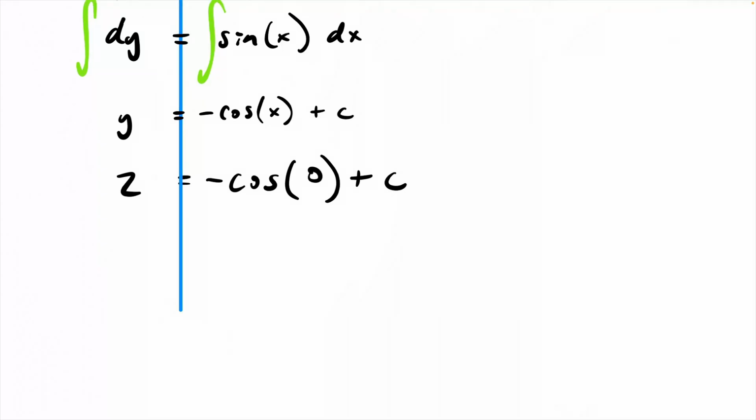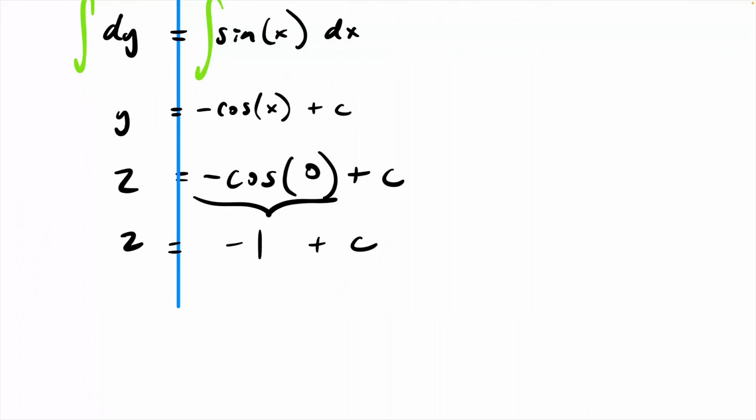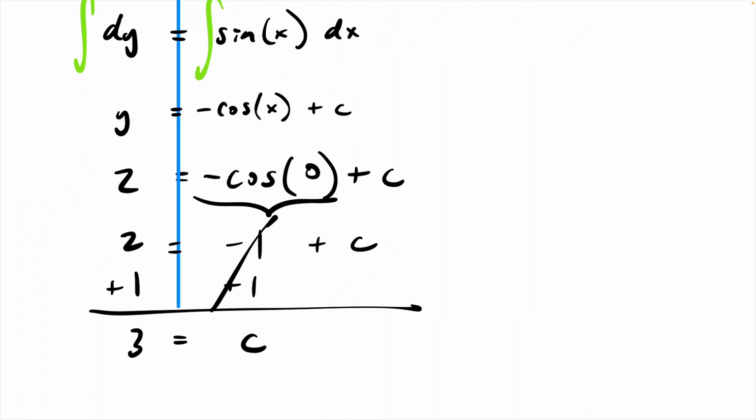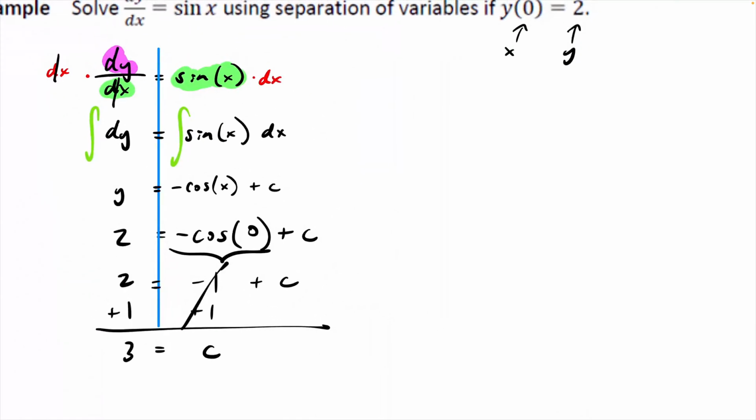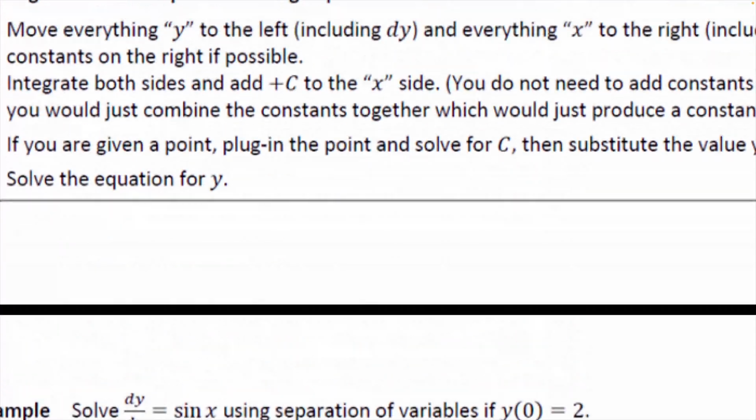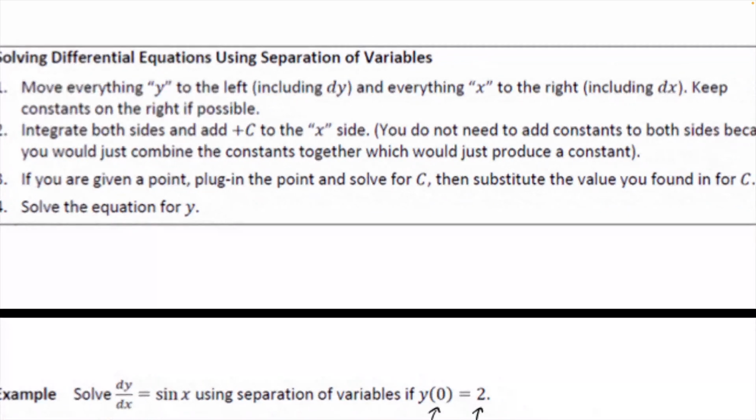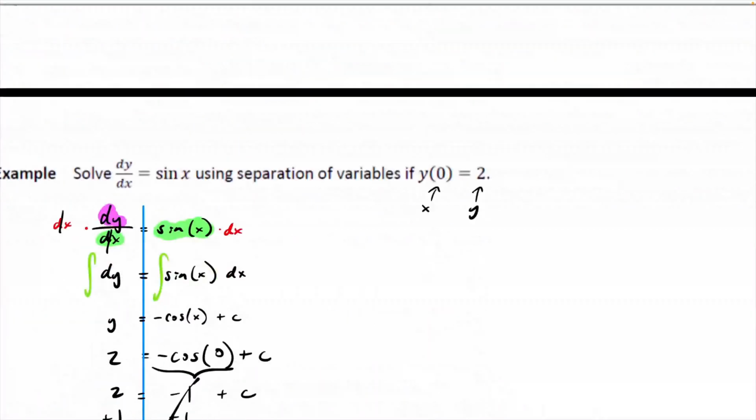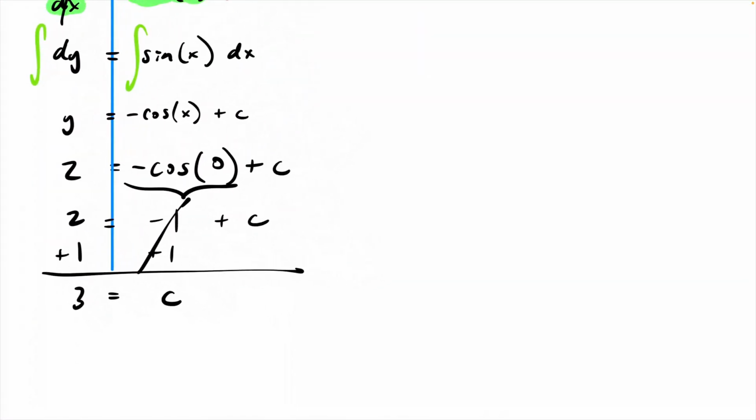So positive cosine of 0 is 1. So negative cosine is negative 1. Add 1 to both sides. C is 3. Okay, let's go. That was step 3. Then substitute the value in for C. So this guy right here, I'm going to substitute in what I know C is now. Plus 3.